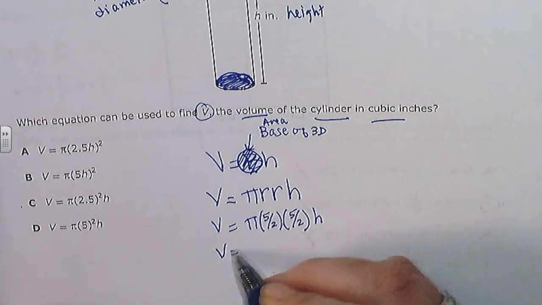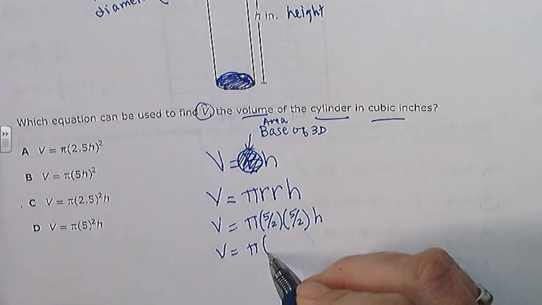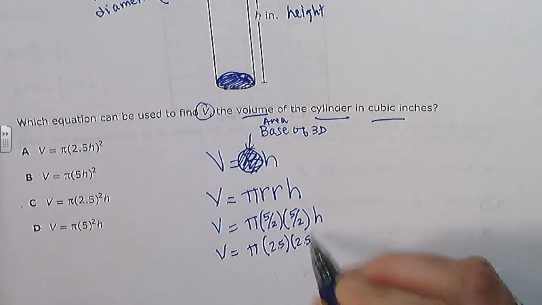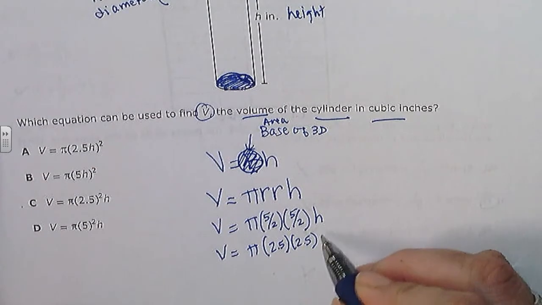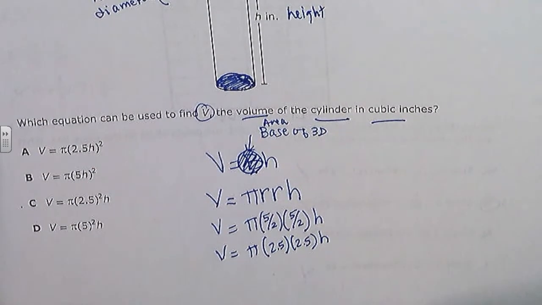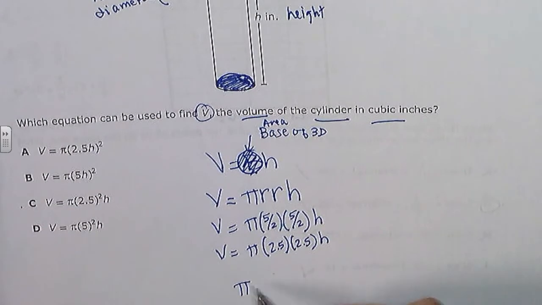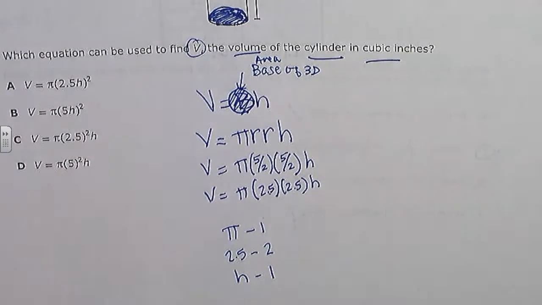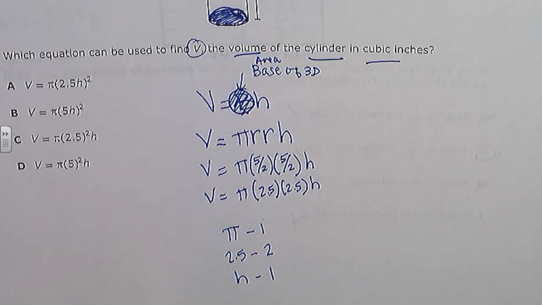Bring down my V, pi. I bet if you type 5 over 2 in the calculator, you get 2.5. You might get 2.50 if you're in mode float 2. Who cares? Now let's read that. How many pies do you see there? 1 chocolate pie. And how many 2.5s did I write? I wrote 2. How many H's did I write? 1. So you're going to go to those answer choices, and find one that has 1 pie, 2 2.5s, and 1 H.